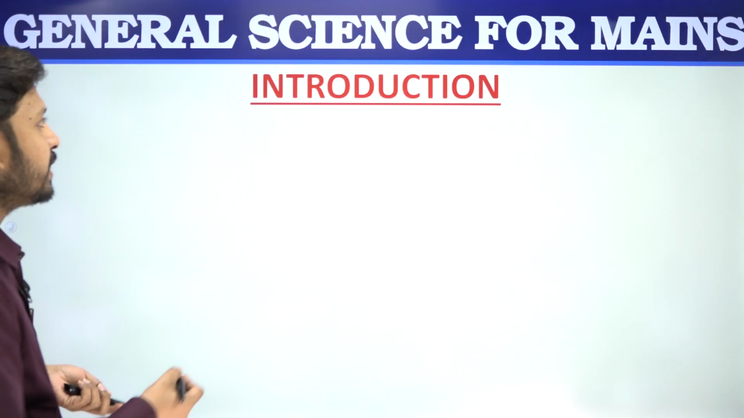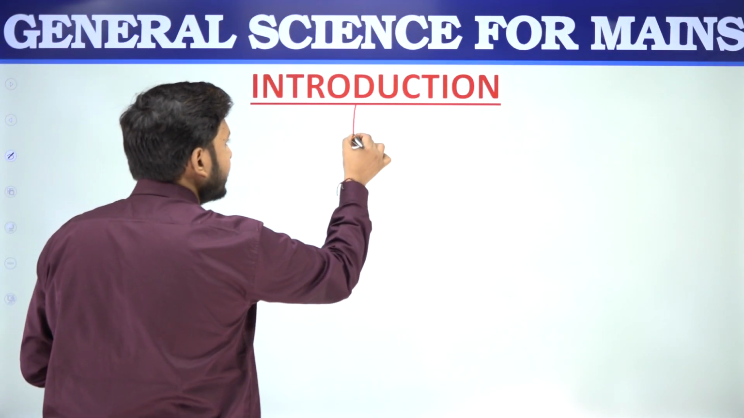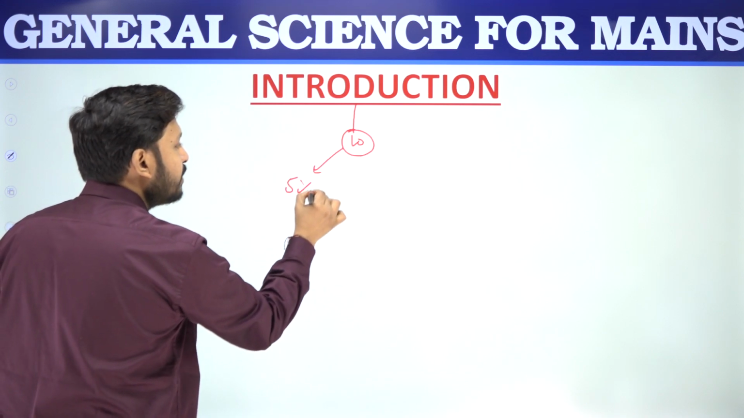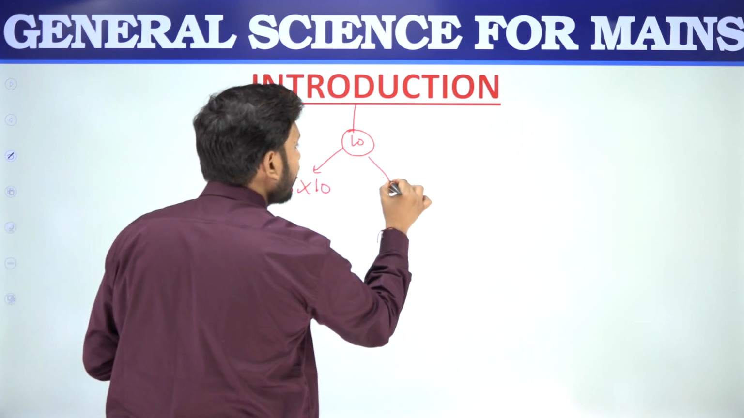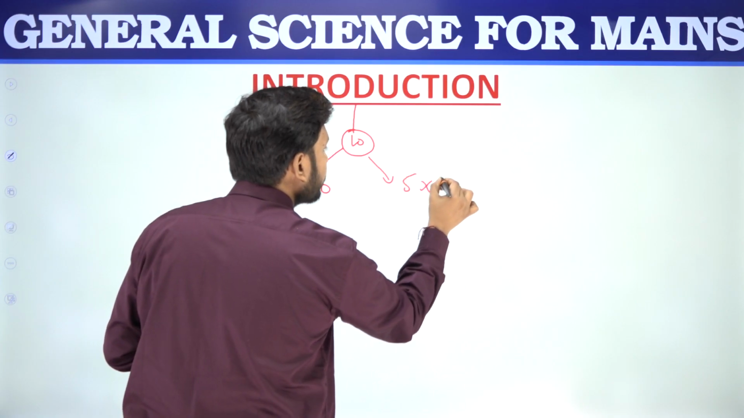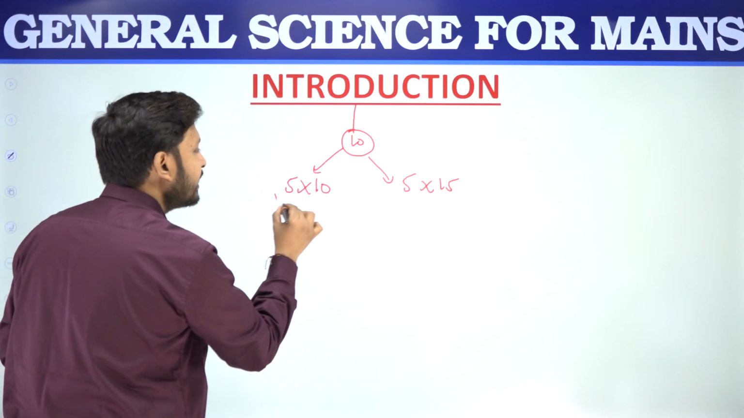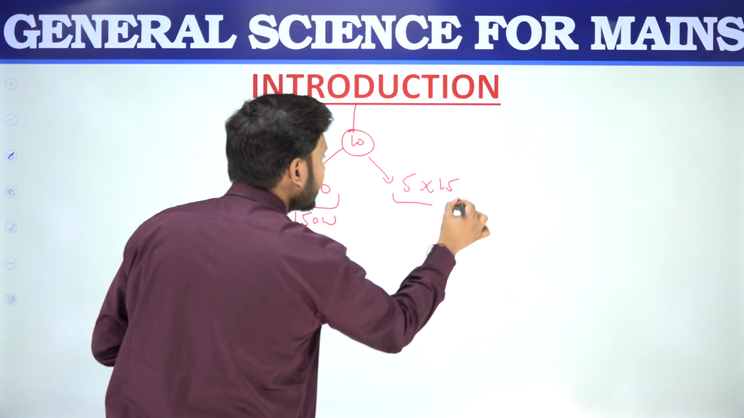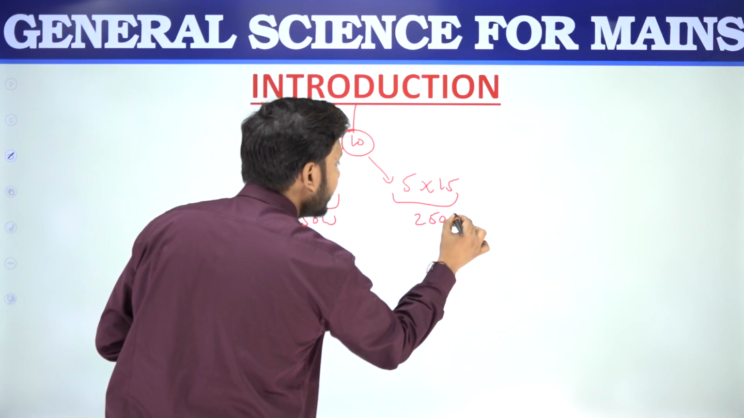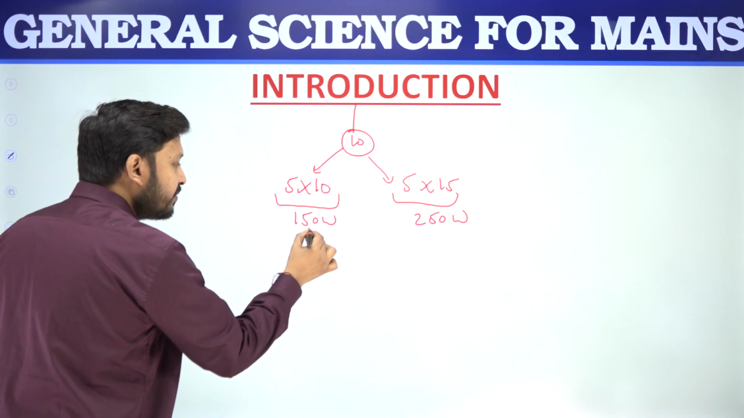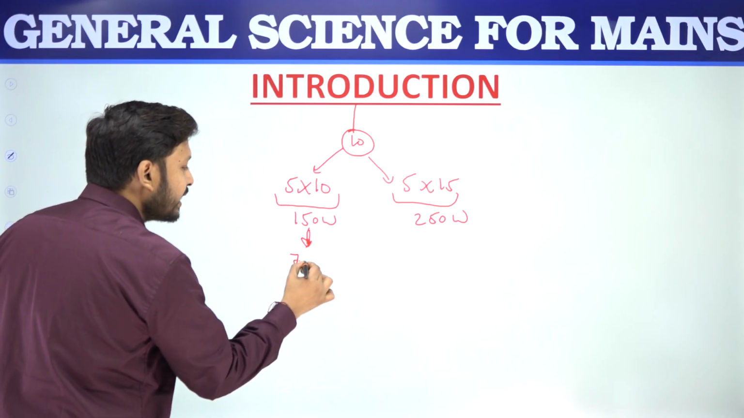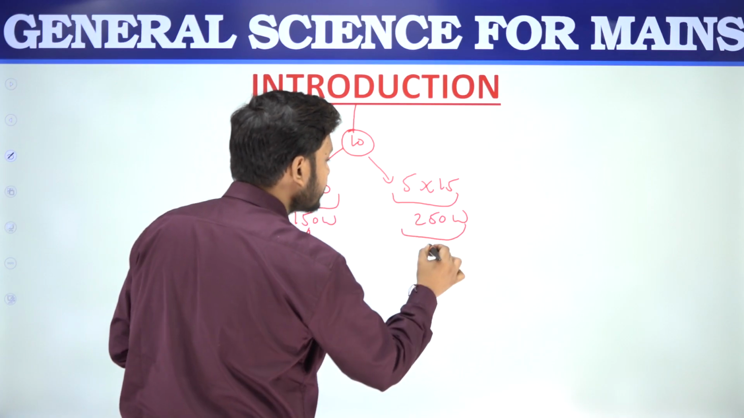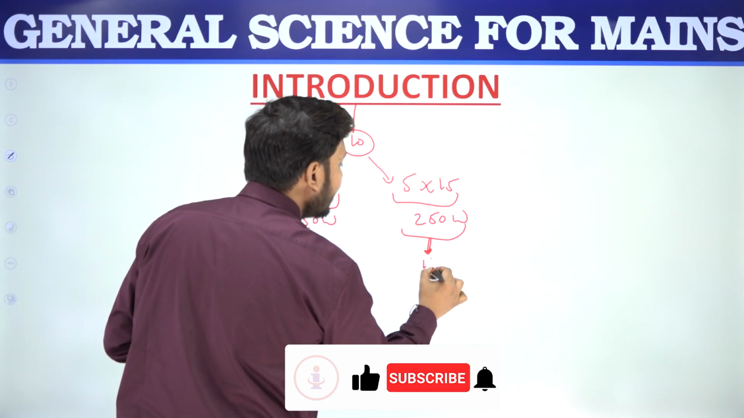In this paper, we have a total of 10 questions, out of which 5 questions are of 10 marks and 5 questions are of 15 marks. We know that approximately for a 10 marker we need to write 150 words, and for a 15 marker somewhere around 250 words. These 150 words have to be written in approximately 7 minutes, and these 250 words around 11 minutes.